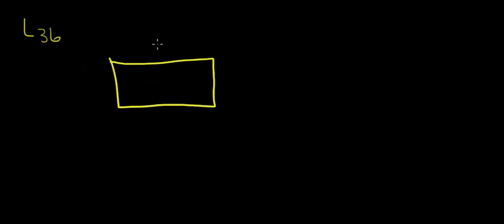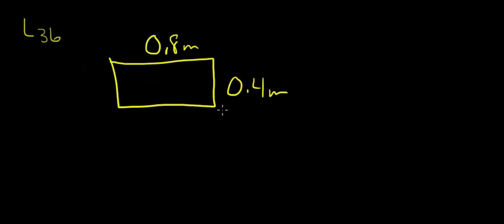So now we're on questions that are going to come from lesson 36. All right, and we have a rectangle, which is not going to be pretty, but it's a rectangle nonetheless. And this is 0.8 meters. This is 0.4 meters. And it says, what is the perimeter of the polygon?